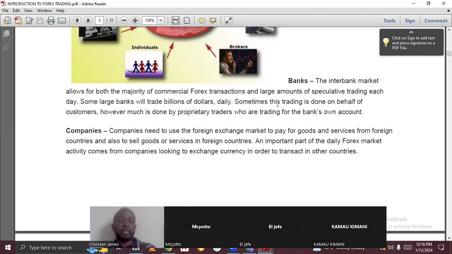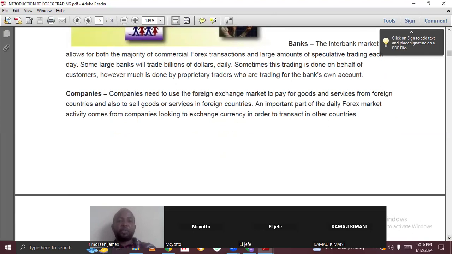That's the only way the banks are able to make money. Then we have companies. Companies need to use the foreign exchange market to pay for goods and services from foreign countries and also sell goods and services to foreign countries. It's called balance of trade, exports and imports.